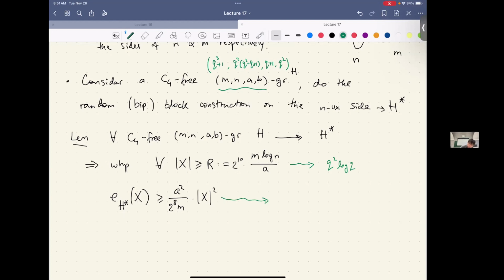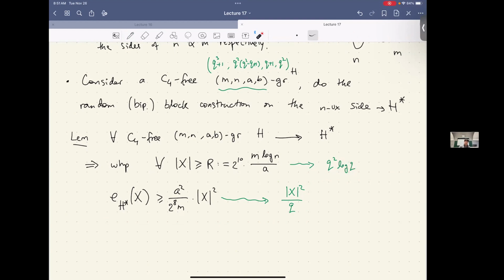Here is what? A squared over M is roughly 1 over Q. So it's X squared over Q. So if we use this lemma, we get the optimal density for subsets of size at least Q squared log Q. This lemma is slightly weaker because in the original K4 proof, we don't have this log factor, okay?